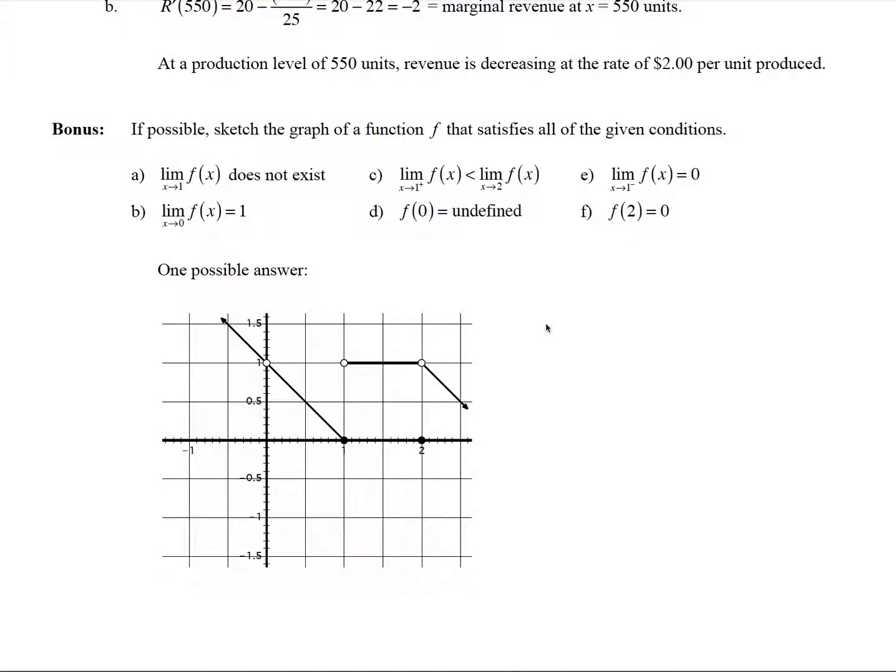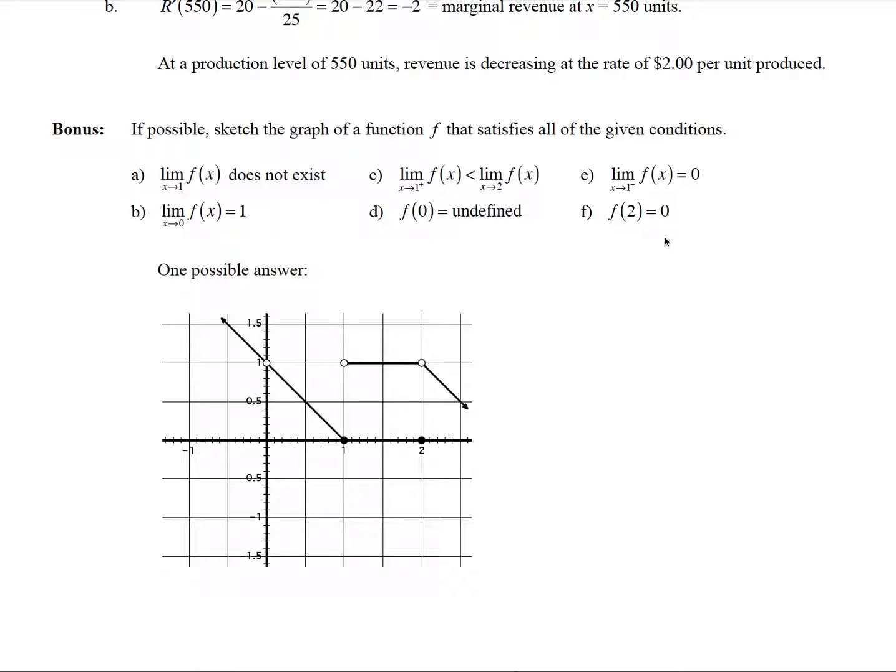Okay, here's a look at the bonus. On the practice, you had a blank graph, and on the actual exam you'll have a blank graph. And so you're supposed to sketch some sort of function, any kind of function, as long as it's actually a function, which, as odd as it looks, this is. But you're sketching a function that satisfies 6 different conditions.